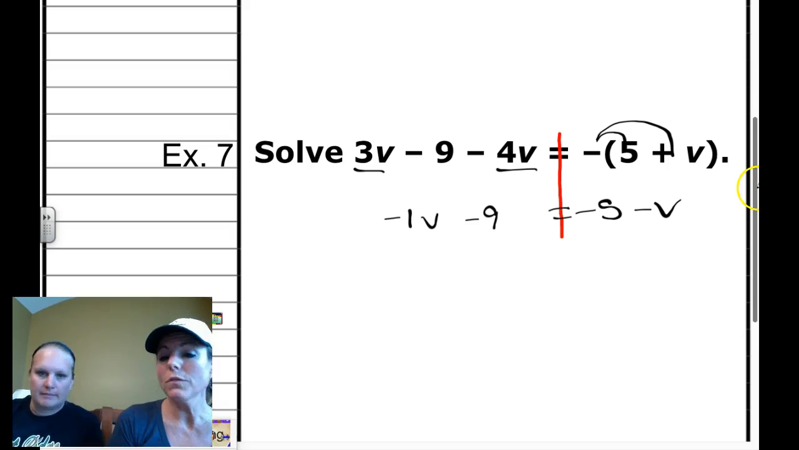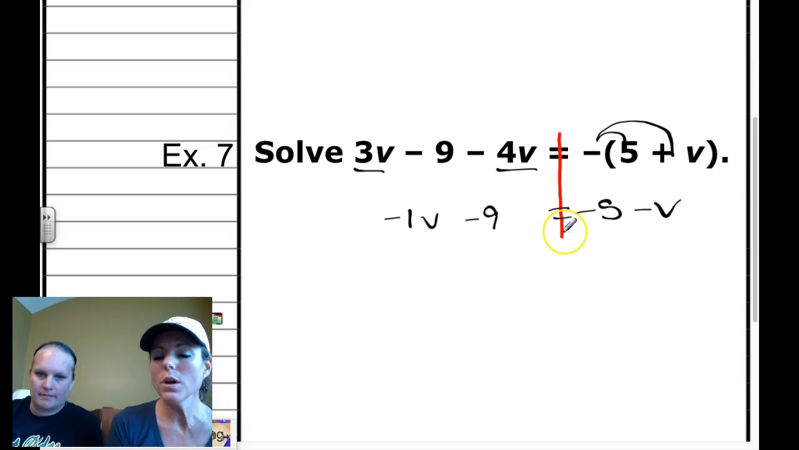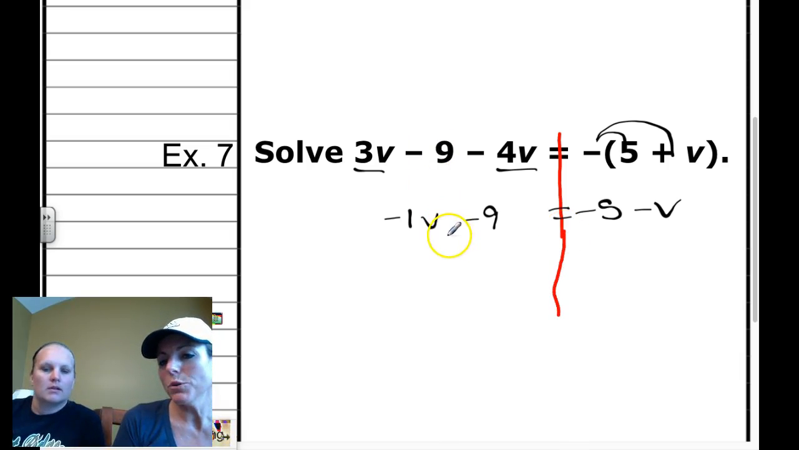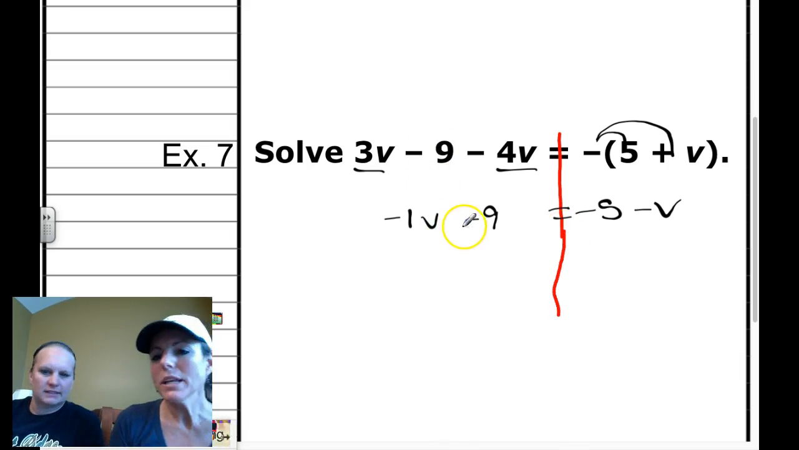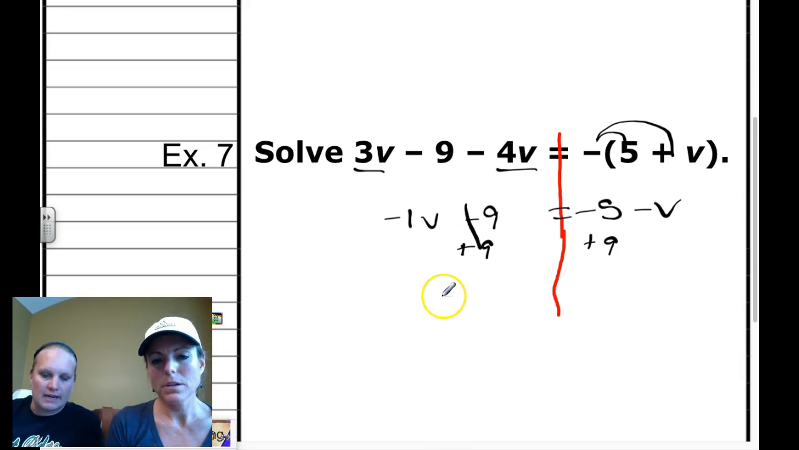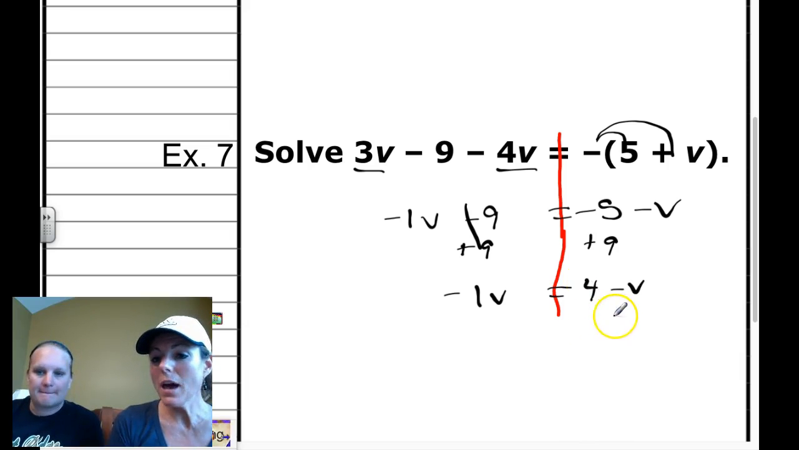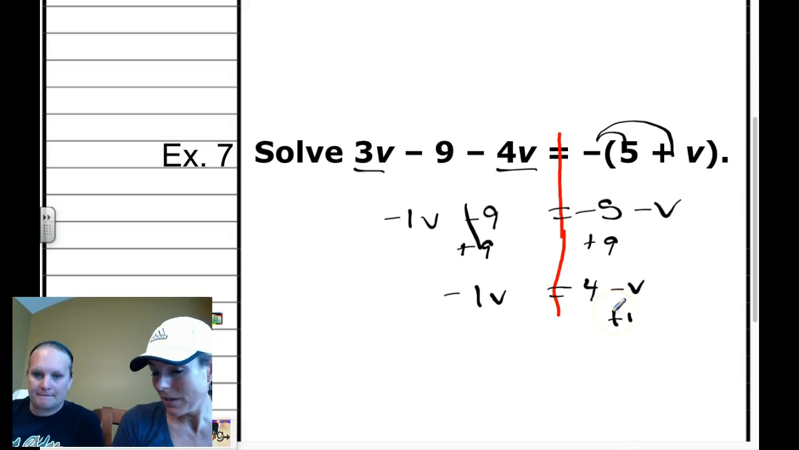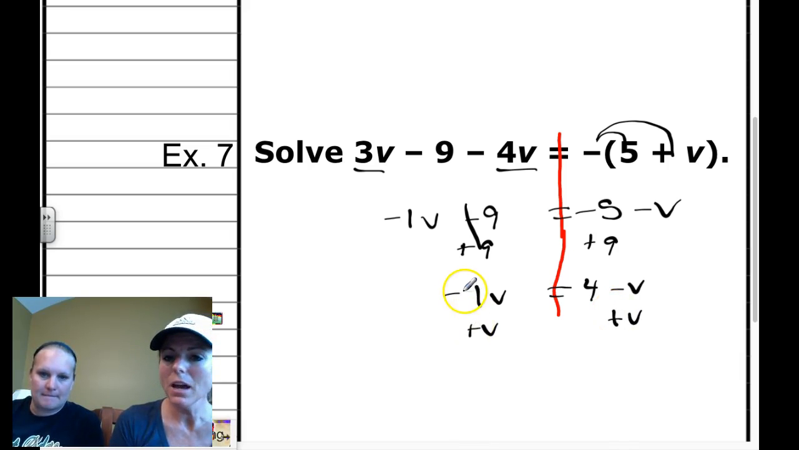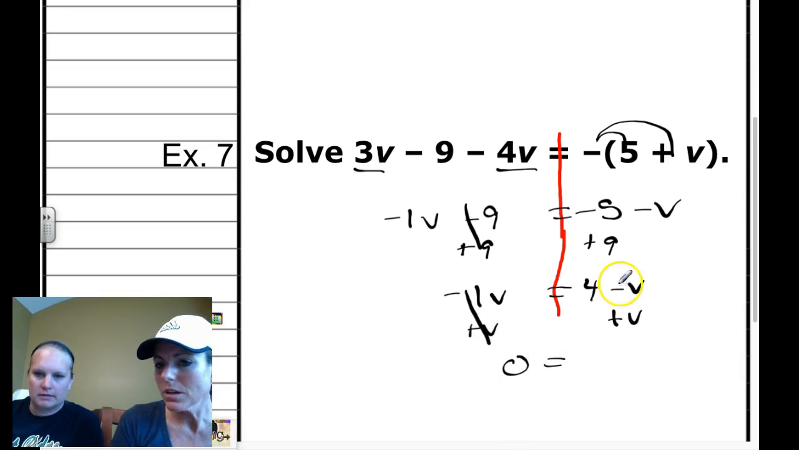So now we should put the variables on one side and the constants on the other. I always like to put the variables on the left side. So let's do that. So I'm going to move the 9 then. I'm going to add 9 to both sides then. And when I do that, I get negative 1v equals, well, that makes 4 minus v. Okay, so now we got to add that v and bring it over to the left side. Well, 1v plus v, that's just 0, equals 4.